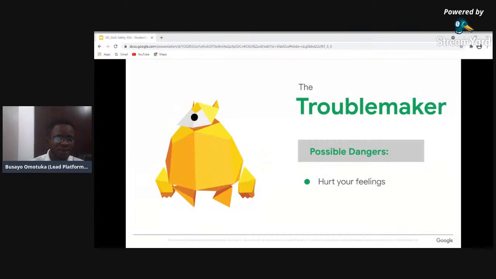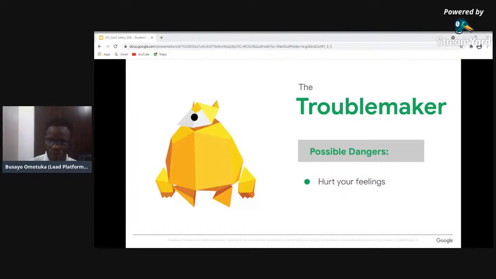They are called troublemakers. If you remember, they are part of the bad guys, and what they do is that they are just there to hurt people's feelings. When you finish chatting with them or when you see their posts, you just discover that your day is bad. You had a bad day. So we need to be very careful of them.